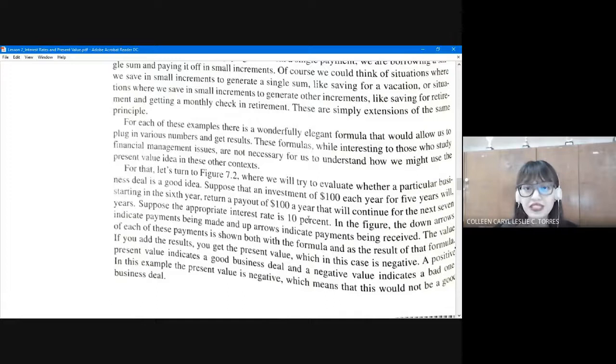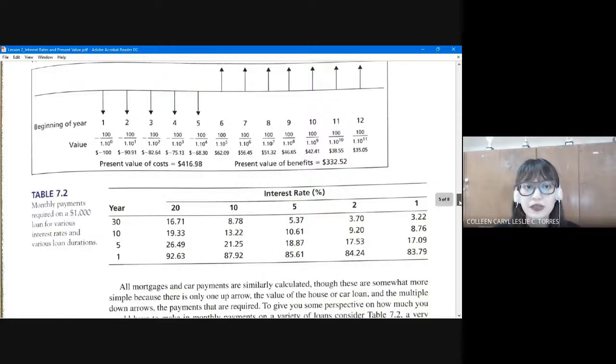No, this is an investment. So let's say if we put in 5,000 pesos today, and then in 6 years' time, that money would give us a return of another 5,000 pesos a year. By the sixth year, that will continue for the next 7 years. So by the 13th year, that would be the amount of money that would go back to you. Suppose the appropriate interest rate is 10%. In the figure, the down arrows indicate payments being made and up arrows indicate payments being received. So these are the increments.